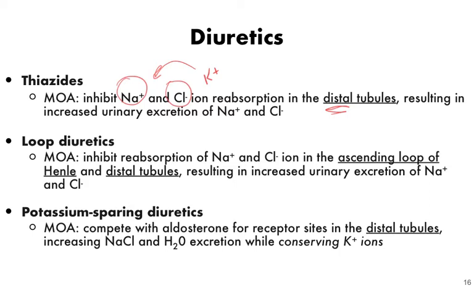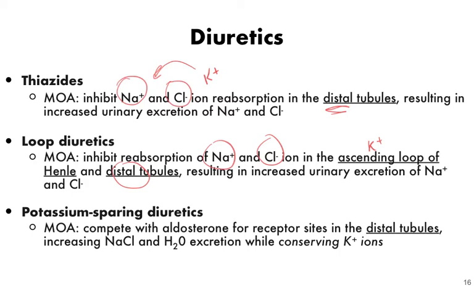Loops, on the other hand, also work similarly with sodium and chloride ions, but they have 2 different places that they work, and therefore it could explain why they're a little more powerful in terms of lowering blood pressure through the diuretic action. They work in the distal tubules, similar to thiazides, but they also have action in the ascending loop of Henle. This is where they get their name. The loop diuretics work in the loop of Henle. They also tend to waste potassium.